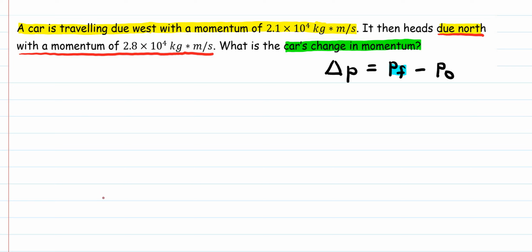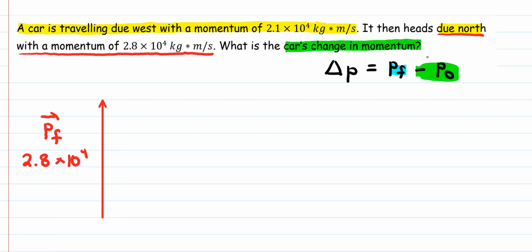So if I want to draw a vector for that, it will look like this. So here's a vector going in the north direction. So this right here is my final momentum vector there. And that has a magnitude value of 2.8 times 10 to the power of 4. Now if I go back to my change in momentum formula here, I need to subtract my initial momentum vector. So I got to subtract the initial momentum vector.